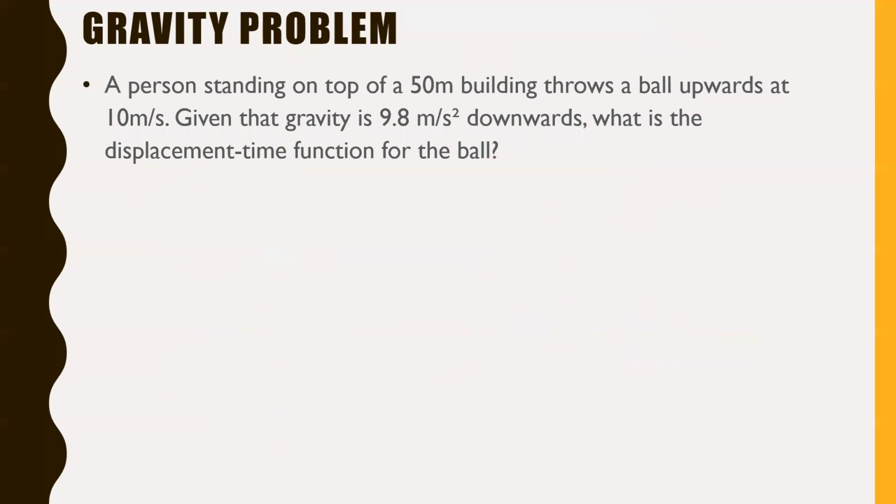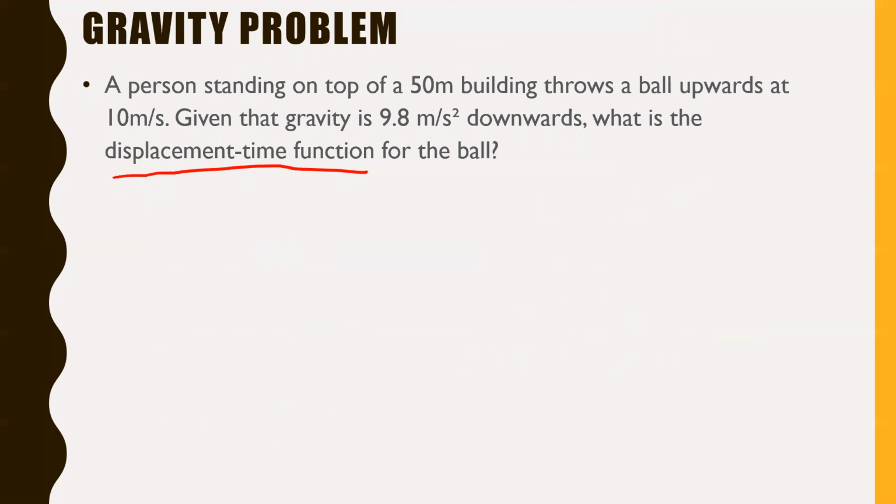This is going to seem more like a physics kind of lesson here. A person standing on the top of a 50-meter building throws a ball upwards at 10 meters per second. Given that gravity is 9.8 meters per second squared downwards, what is the displacement time function for the ball?